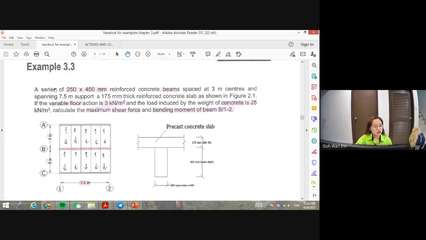So you need time to practice and accept it. Okay, a series of 250 times 450 reinforced concrete beams span at 3 meter centers and spanning 7.5 meter support at 175 mm thickness reinforced concrete slab as shown. The variable is 3 kilonewton and the unit weight is 25, the maximum shear force and bending moment. For the tutorial I give you is until shear force and bending moment.